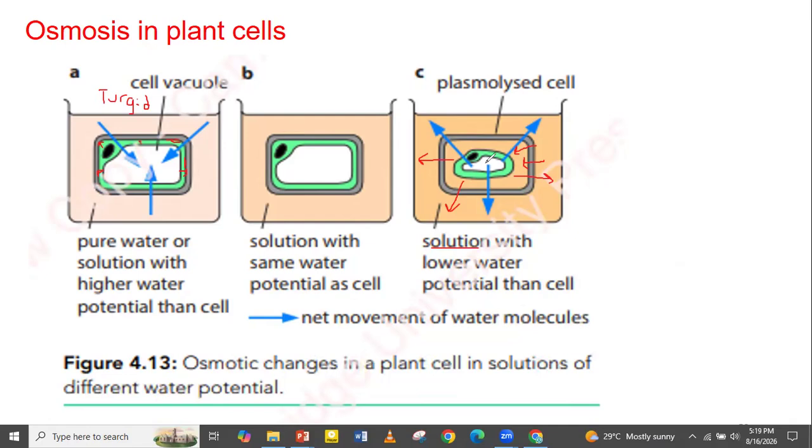We can also have these plant cells placed in a solution that has the same water potential as the cell. In that case, we shall have no net movement, which means the amount of water that leaves the cell to the outside solution will also be the same as the amount of water that leaves the outside solution into the cell. Why? Because the water potential outside this cell is the same as the water potential inside the cell. So there is no net movement of water molecules. So that is how osmosis affects plant cells.